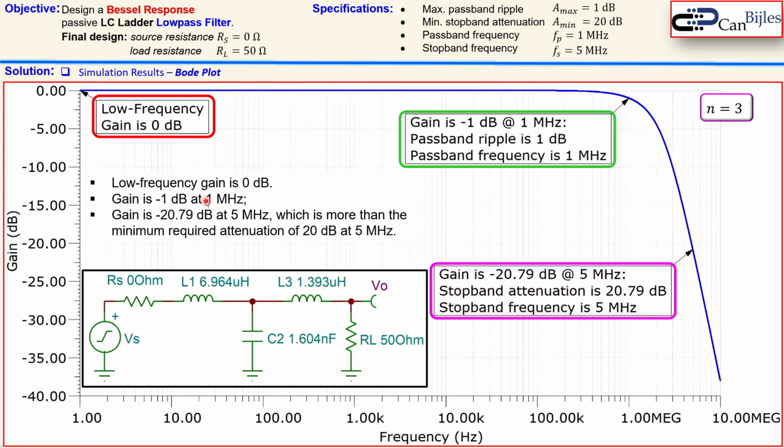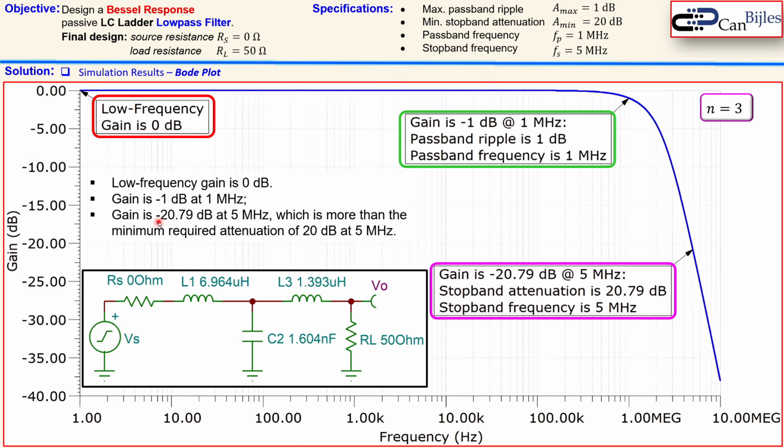The gain is minus 1 dB at 1 megahertz. This is this green label here, which is actually what we want because we want to have a gain reduction of 1 dB at 1 megahertz. That's exactly as we wanted. So actually these two specifications are now met using this label.